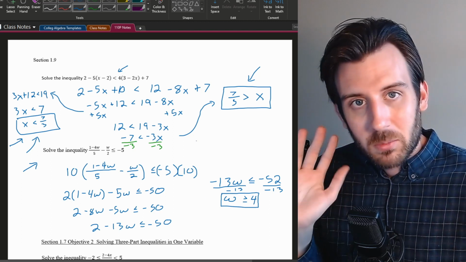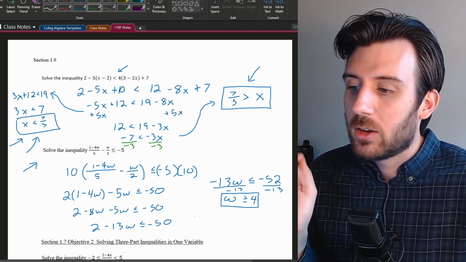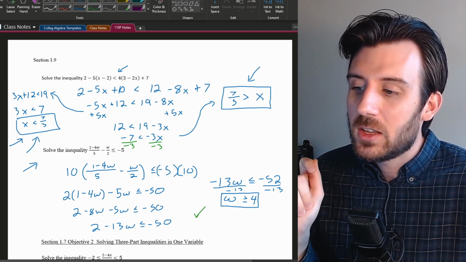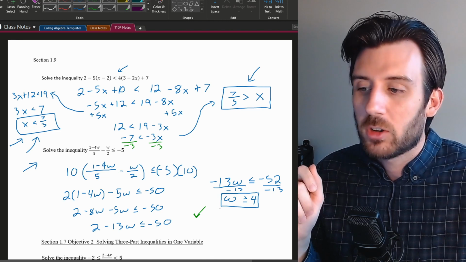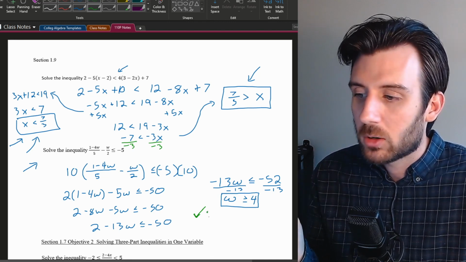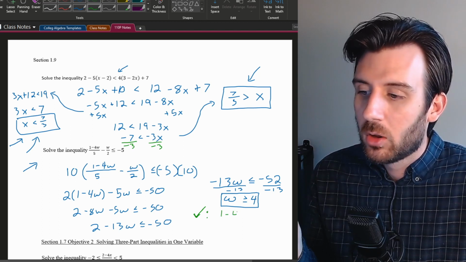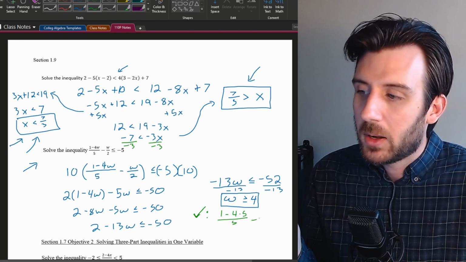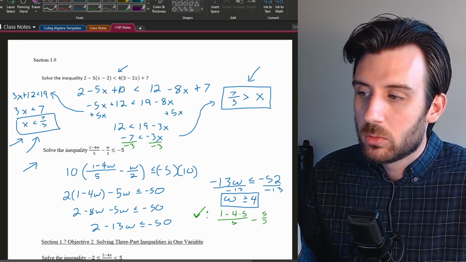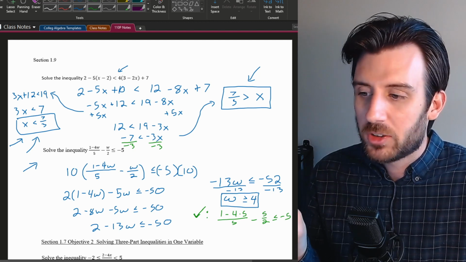When you're going through these problems, again on the test, if you have some time, take a moment, go back through, and do a check. Let's see if all of the numbers that are greater than 4 would actually have worked here. So let's choose a number like 5. Would 5 work? Well, if I plug it back into the original problem, that's (1 minus 4 times 5) divided by 5, minus 5 over 2 is less than or equal to negative 5, and we're checking to see if this is a true statement.